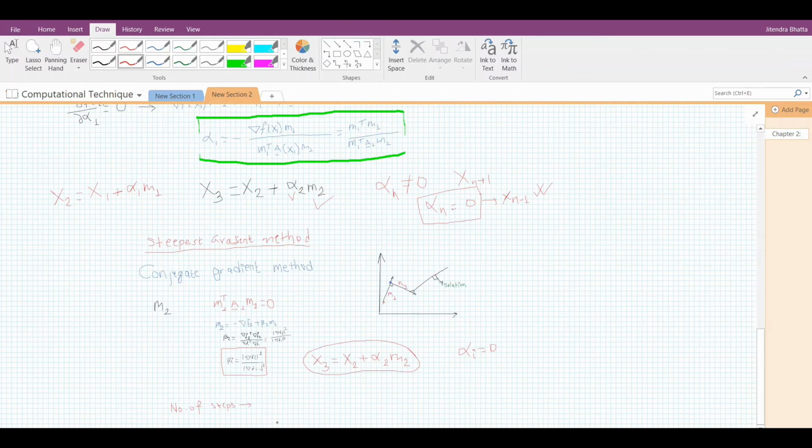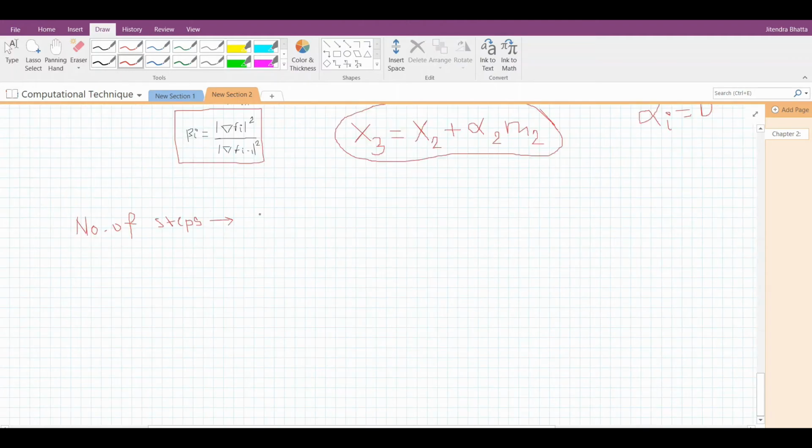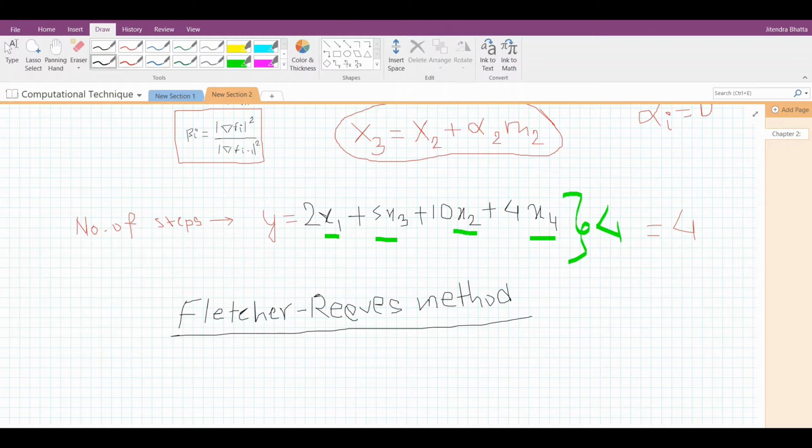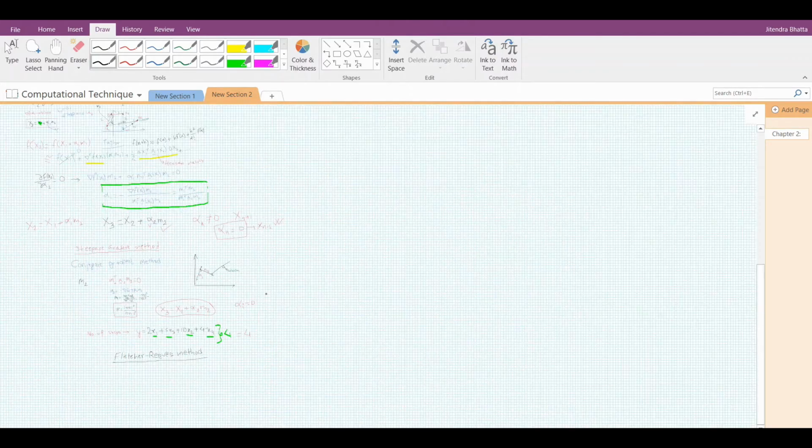Similarly, when you have an equation like this, y equals to, then you can see here that there are x1, x2, x3 and x4. So there are 4 variables. Therefore, the maximum number of steps to solve this problem will be equal to 4. Now this is one of the advantages of conjugate gradient method. This method is also known as Fletcher-Reeves method. Now let's look at an example. An example will make everything clear.